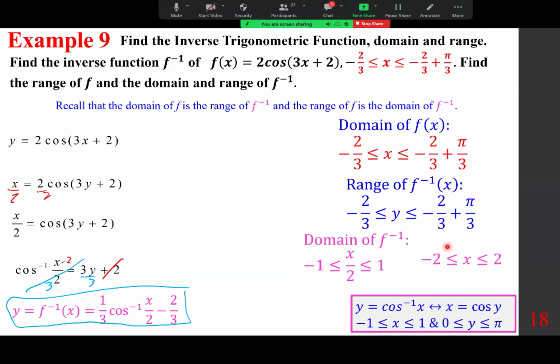Let's also look at the second method. So y is this. And we know it has to be between negative 1 and 1.